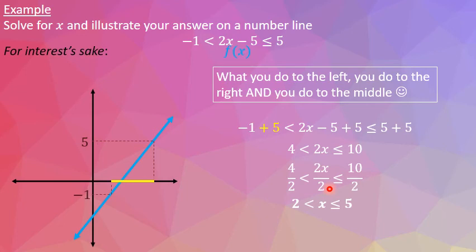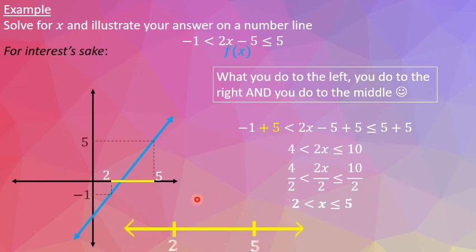Now listen to my wording. x is greater than 2 and smaller than or equal to 5. So let's figure out that on a number line. Basically, that is the segment of the x-axis, that yellow little strip of the x-axis over here. It starts at 2, ends at 5, because that's what we've calculated using our inequality.